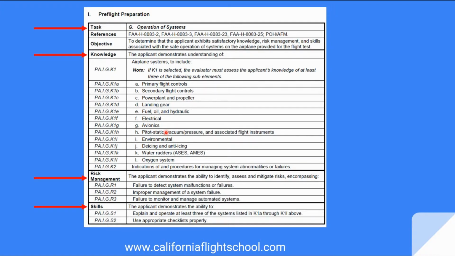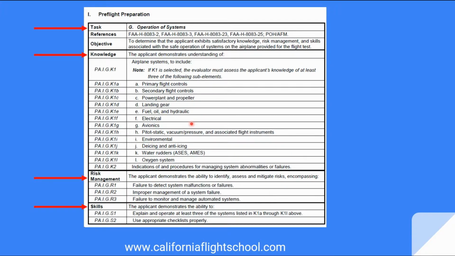The test might really only be about possibly 3 of the sub-elements there, but you don't know which ones they are. You could maybe eliminate water rudders because you're not taking a single engine sea test, but most of the others will apply. Risk management will be a chapter, and skills will be a chapter, and all of that creates a bit more than meets the eye here.